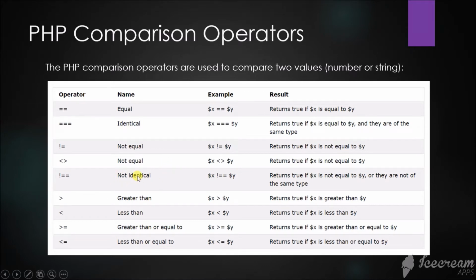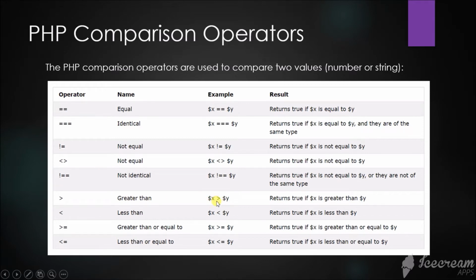Okay, so we have here the not identical operator. It will try to check if the value of x is not identical to y. If both of them are not identical in value or in data type, therefore it will return true. Then we have here the greater than.